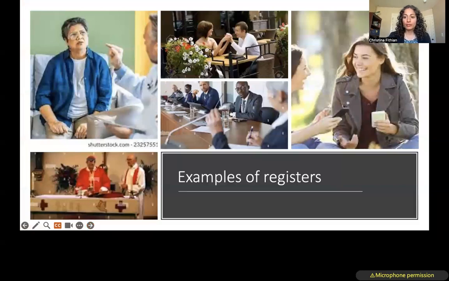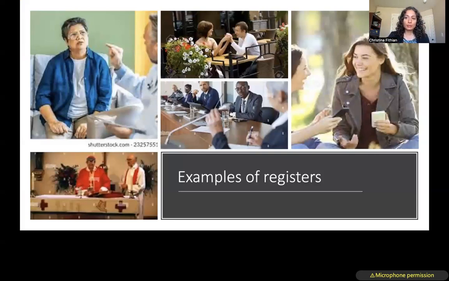Okay, so there's several examples of registers, and sorry, the text labels didn't come out here, but you'll just have to follow along with me, and I'll see if I can add them so they're visible on the slide. We can start at the very top, and you'll see this picture here of a church service. Now, a church service is indicative of what we call the frozen or static register.